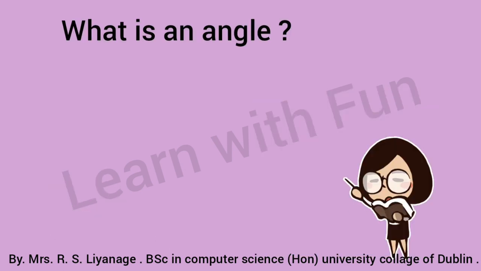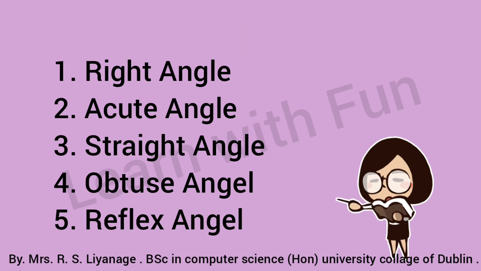So, today we learned about angles. Also, we learned 5 types of angles: right angle, acute angle, straight angle, obtuse angle, and reflex angle.